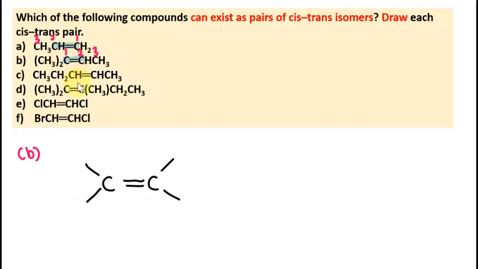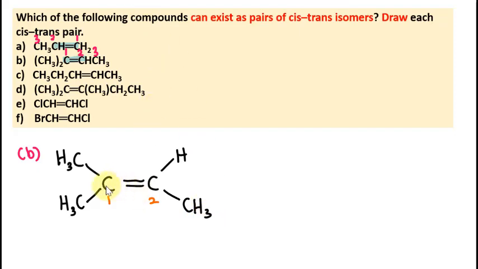So our carbon-carbon double bond is on carbon number 1 and carbon number 2. Now at carbon number 1, we have 2 CH3 groups, the methyl groups, attached to it. And for the second carbon, we have 1 hydrogen and another one is CH3.